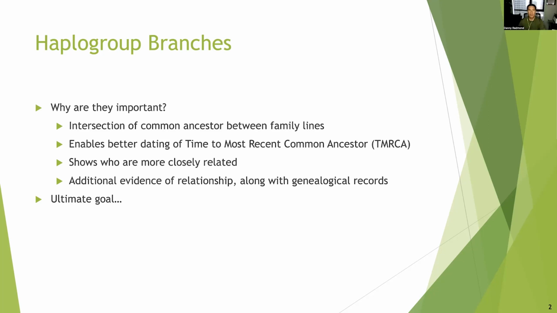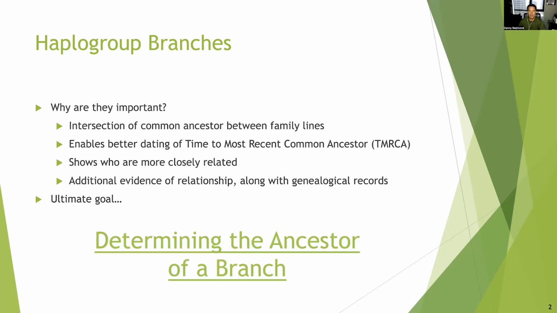Another big thing regarding the branches is it provides additional evidence of relationships. We use a lot of genealogical records like deeds, birth records, marriage dates, and land deeds, but having DNA is nice to document everything. And to me, the ultimate goal is being able to determine an actual SNP to an ancestor. Why that's important is because anybody that has that SNP, we know descends from that one individual.